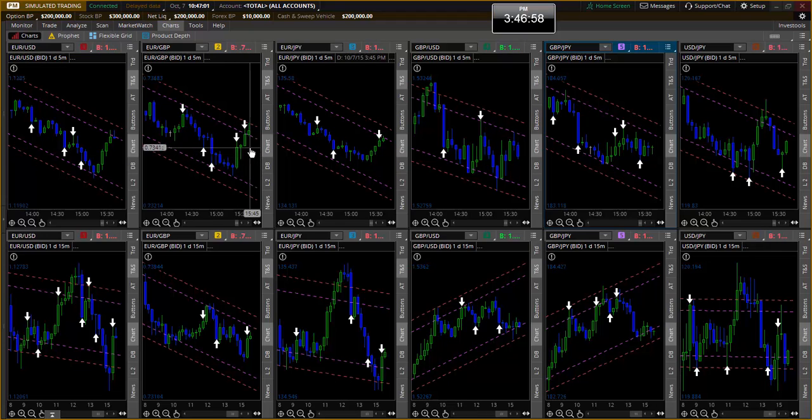But for high probability trades, you see here, this bullish candle is almost touching the magenta line and the arrow is there, and if we take 5 minutes, we would be in profit.